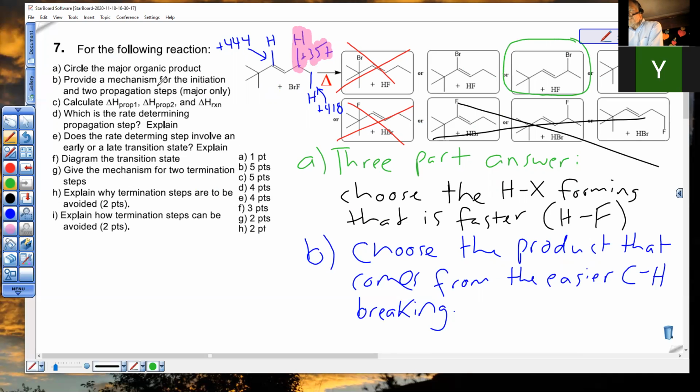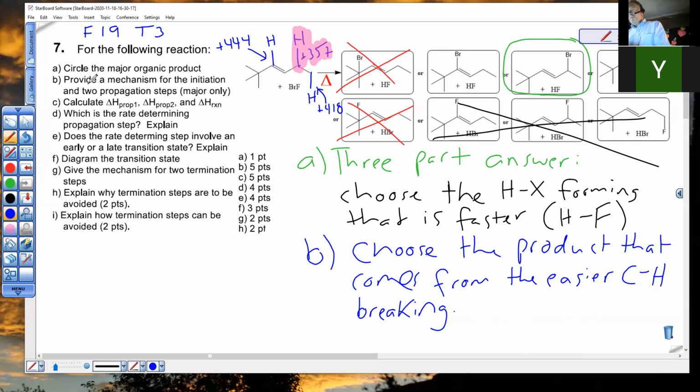Now we're going to do a mechanism for the initiation and 2 propagation steps, and I want the mechanism to make the major product only. These exact words will not change in any way, shape, or form from your test. I stole the wording from Fall 19 T3, but you'll see the same wording on the last 6 years almost of T3. I may have added parts H and I in the last couple years, and they will be on yours too. And those are easy answers. So you're going to like that I added them. And we won't get to those till Monday.